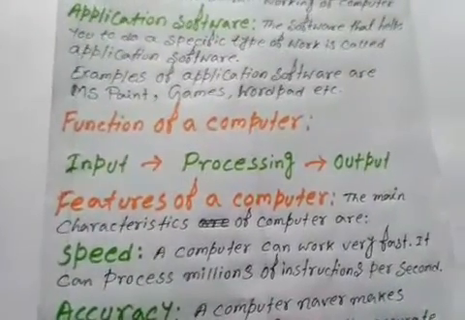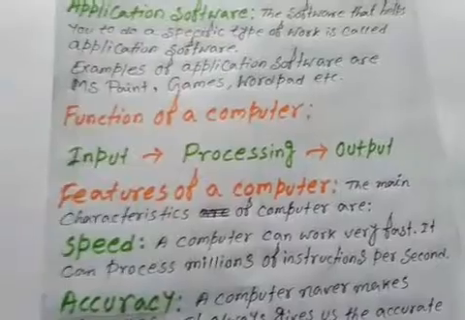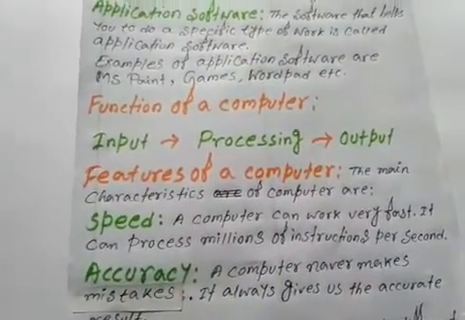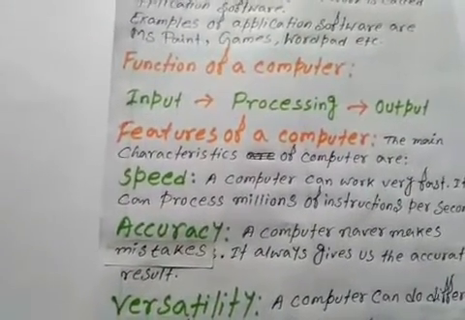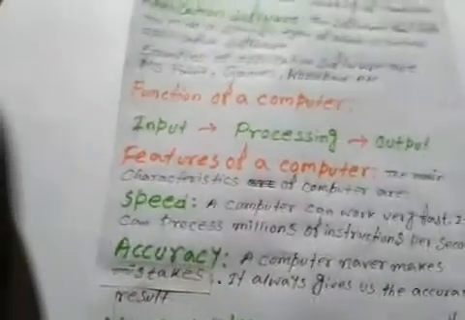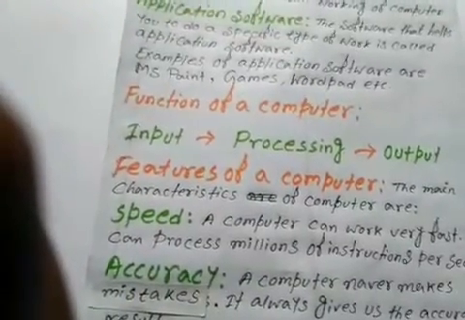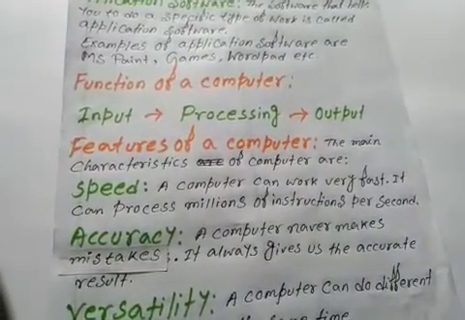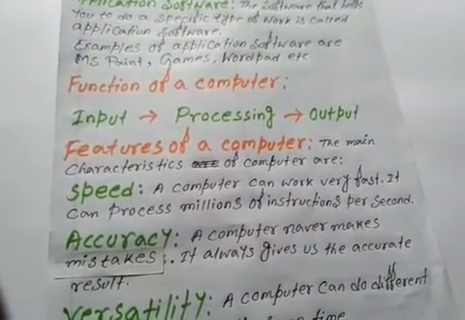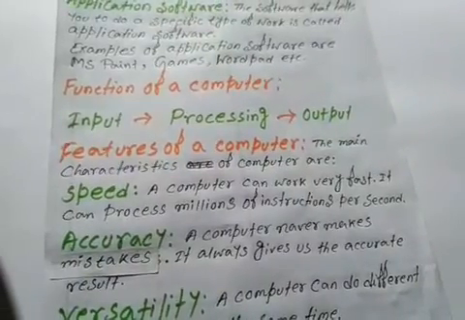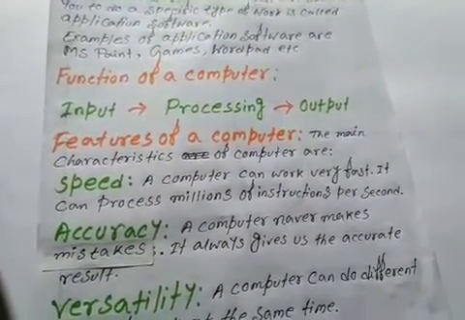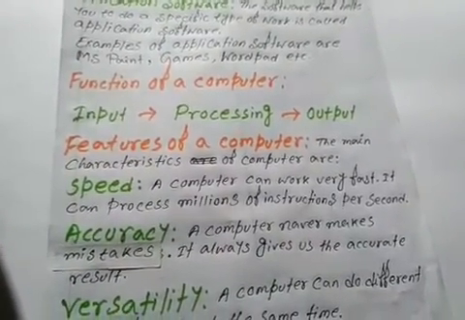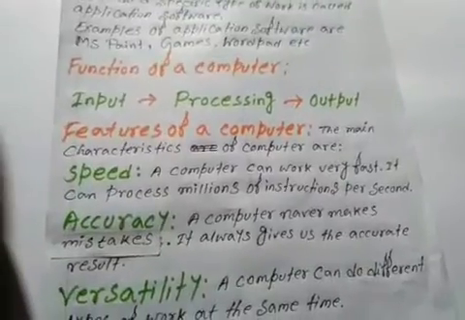Then functions of a computer. A computer has mainly three functions: input, process, and output. The user inputs data into a computer. Then the computer processes the input data, then produces output. First input, then process, then output. This cycle is known as the IPO cycle. IPO stands for input, process, and output.